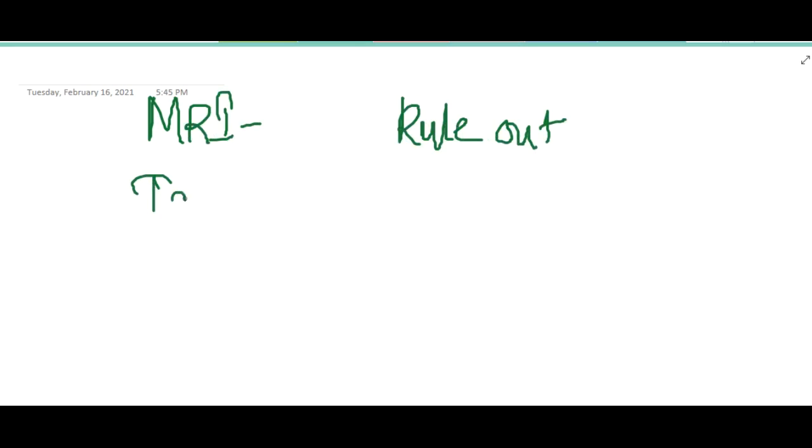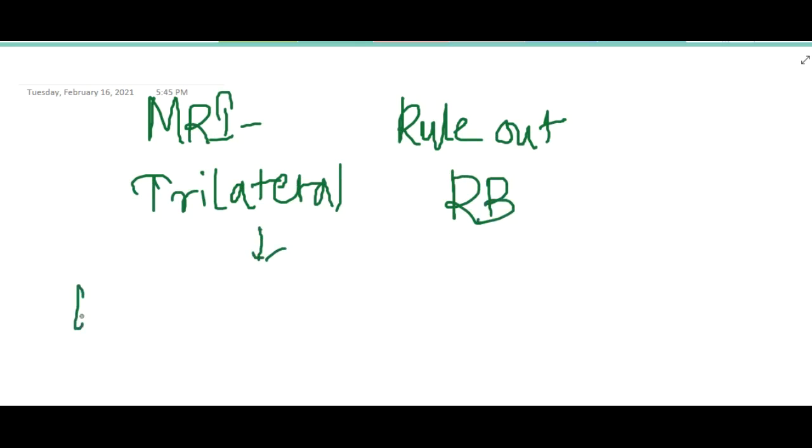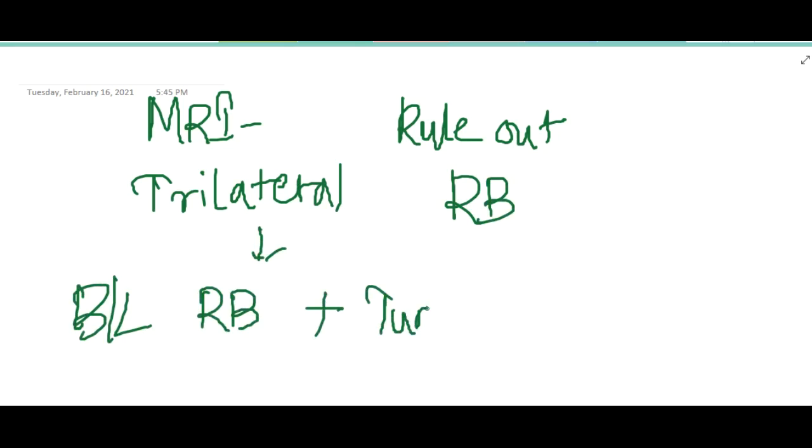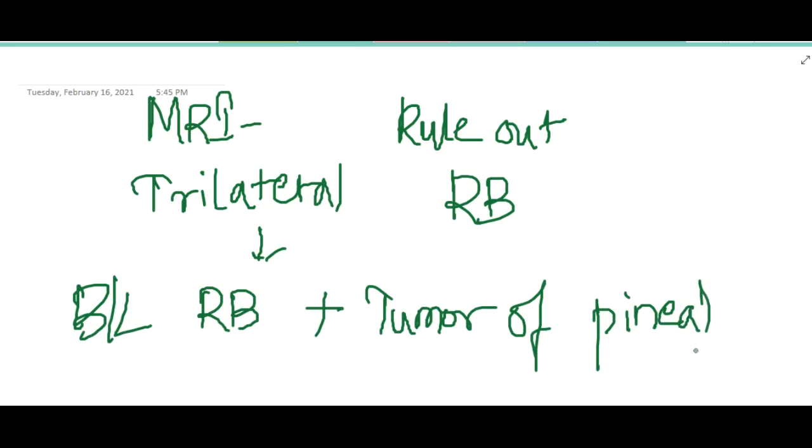MRI is mainly done to rule out something called trilateral retinoblastoma. Trilateral retinoblastoma is the presence of bilateral retinoblastoma with a tumor of the pineal gland. To rule out this trilateral retinoblastoma, we do the MRI.